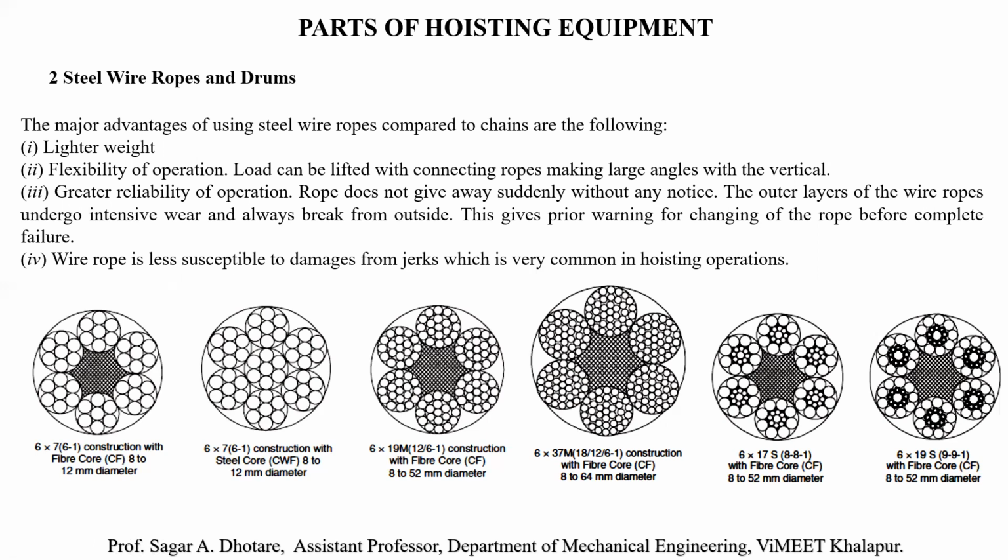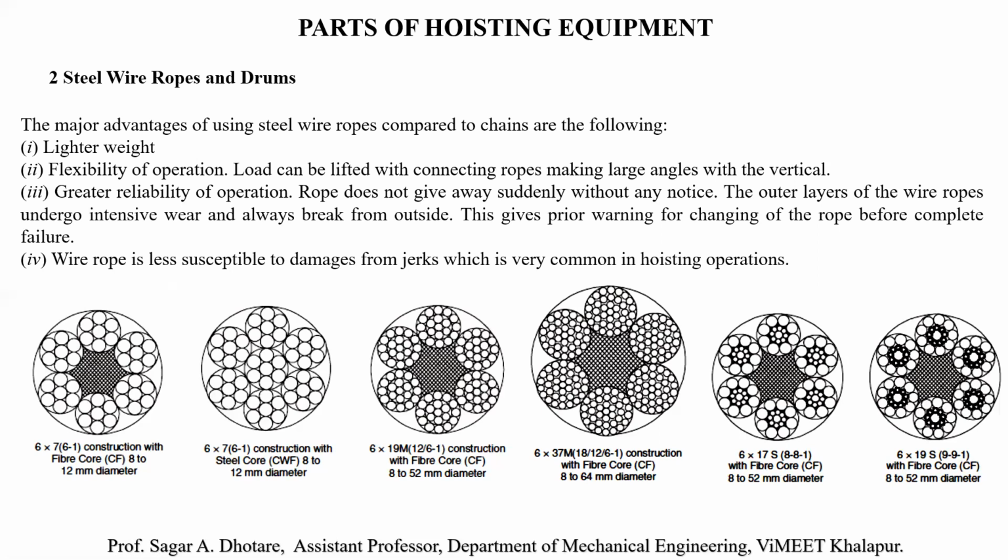So the major advantages of steel rope compared to the chain or different types of links are, first, steel ropes are lighter in weight and flexible in operation. Load can be lifted with the connecting rope making a large angle with the vertical. Greater reliability of operation: the rope does not give any sudden failure. The outer layer of the wire ropes undergoes intensive wear and always breaks from outside. It gives prior warning for changing the rope before complete failure.